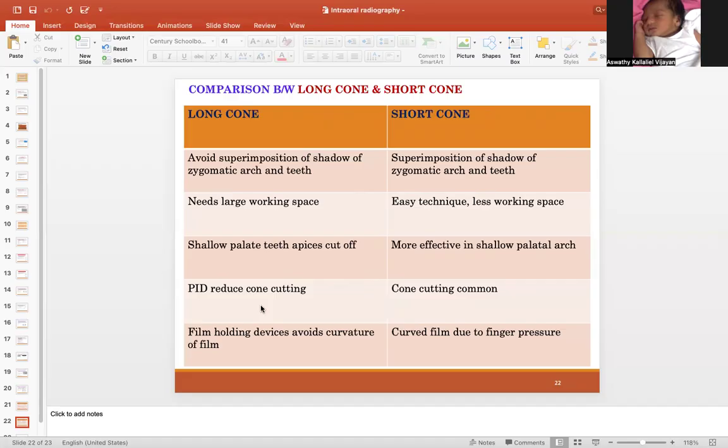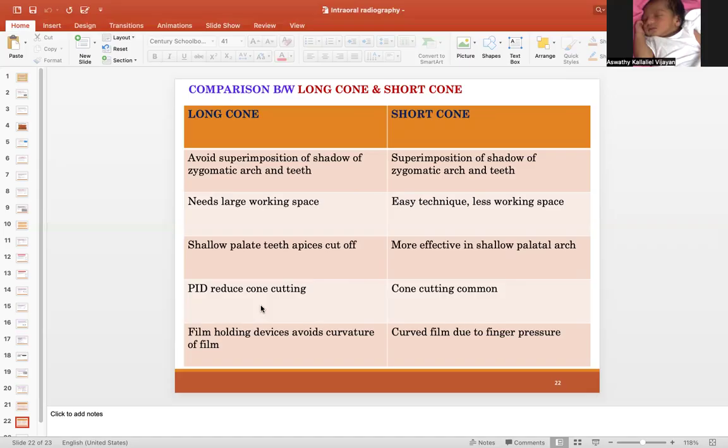Shadows are not usually seen. But in short cone technique, there is always a superimposition of shadows of the zygomatic arch and teeth. In long cone technique, because we are using so many accessories, we need a large working area, whereas short cone is an easy technique and needs less working space.